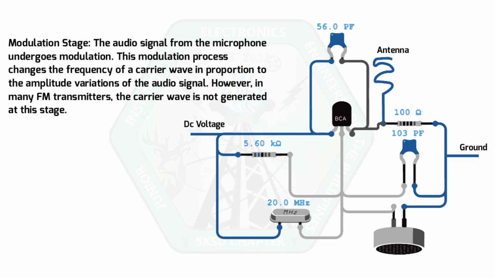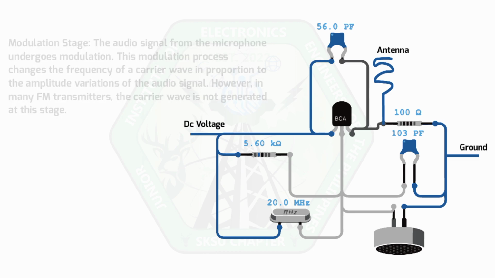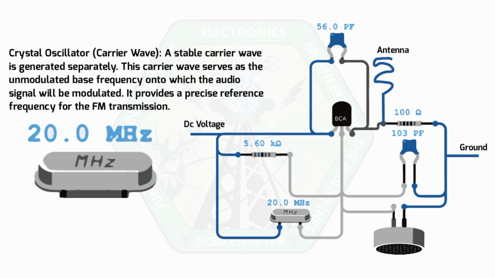However, in many FM transmitters, the carrier wave is not generated at this stage. That's why we have a crystal oscillator for the carrier waves. The stable carrier wave is generated separately. These carrier waves serve as an unmodulated constant frequency onto which the audio signal will be modulated. It provides a precise reference frequency for the FM transmitter.